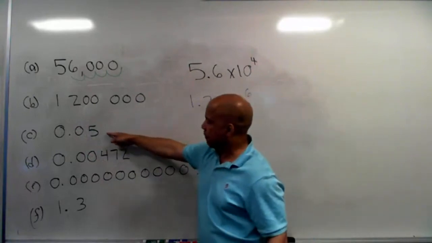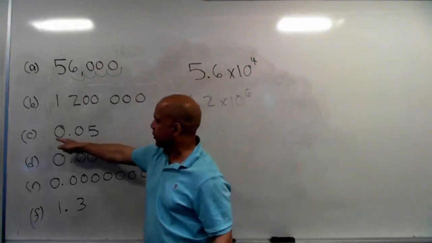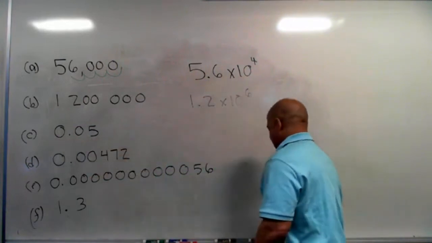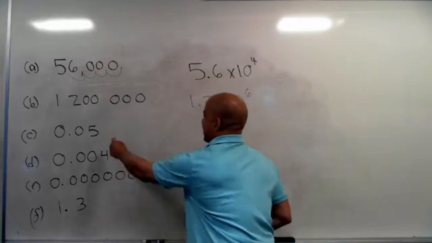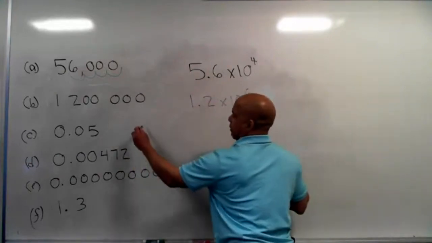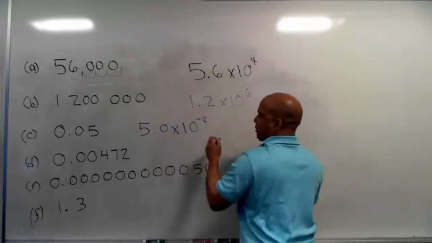Now this one, be careful. This number is between 0 and 1. So when I move that, my exponent will be negative. Anybody get an answer for this one? What would that be? 5.0 times 10 to the negative second. All right, perfect. That's correct.